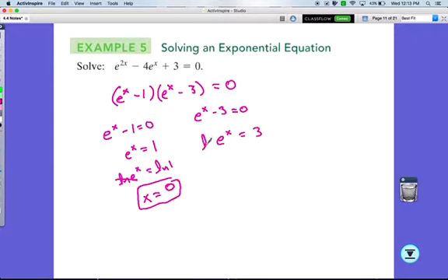We take the natural log of both sides. And since the e cancels out and the natural log cancels out, I'm going to get x is equal to the natural log of 3. Alright, so if you see one that has an e to the 2x and an e to the x, it's going to factor like a quadratic and then solve each part out. Alright, pause and try the checkpoint.